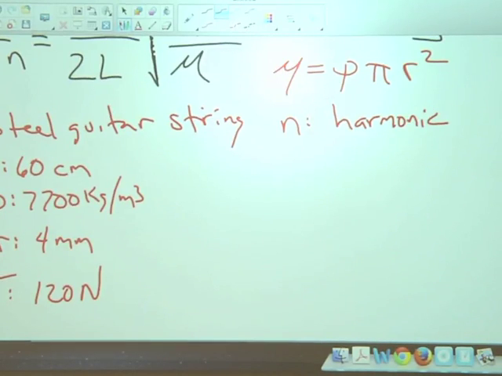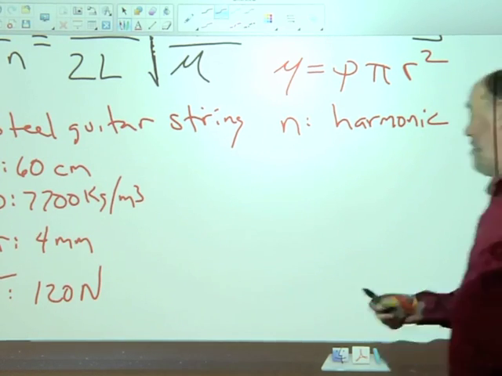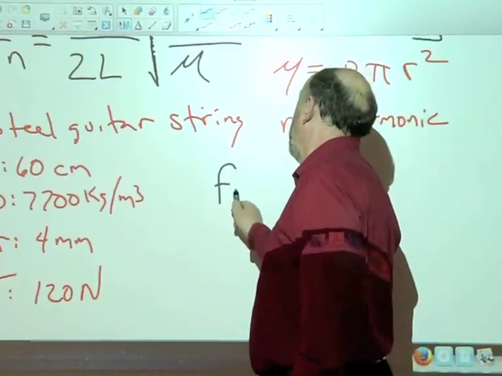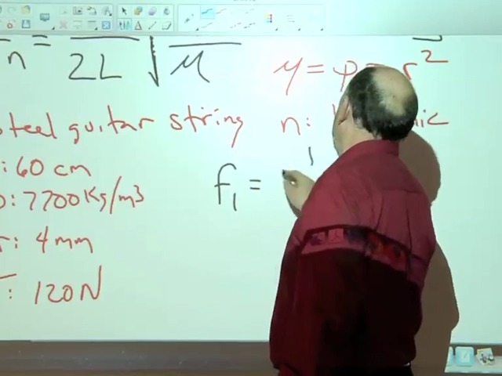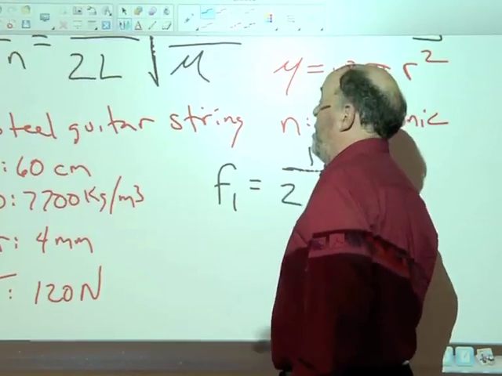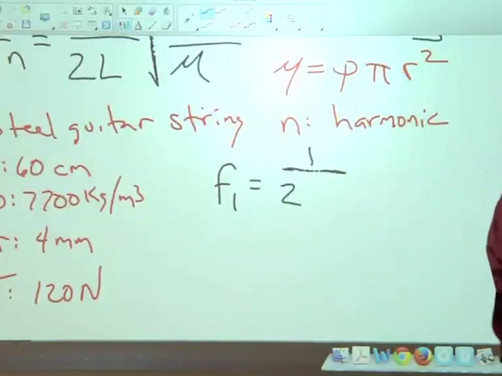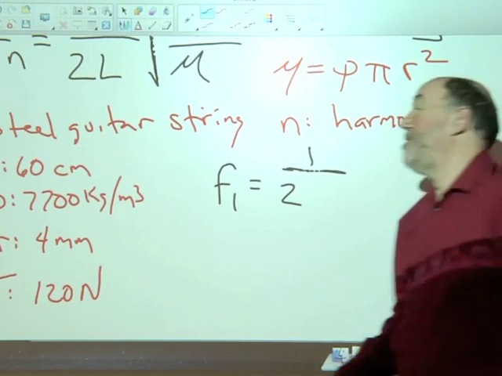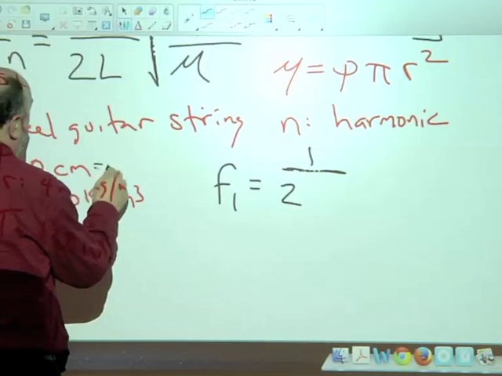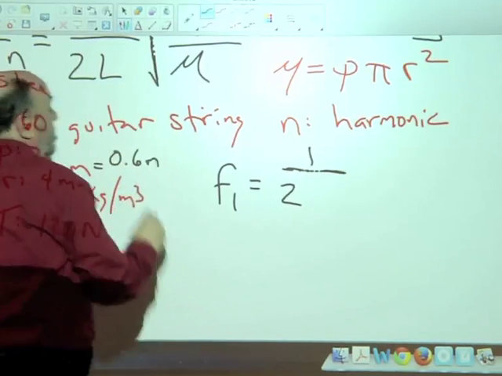So let's say I want to know what is the frequency of the first 3 harmonics. Well, basically all I need to do is calculate the value for the first harmonic, and then everything else is easy. So F sub 1 is going to be 1 over 60 centimeters. First off, that's not in the right units. 60 centimeters is how many meters? 0.6. Move it over 2 places. So this will be 0.6.